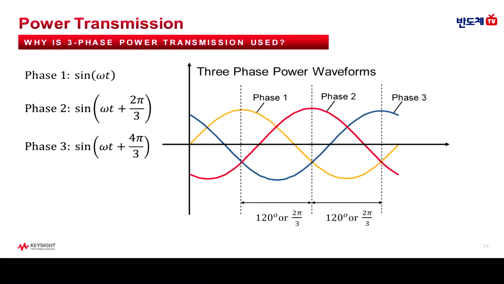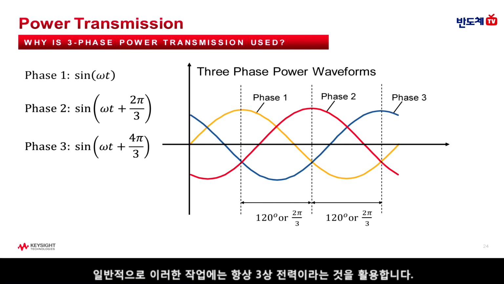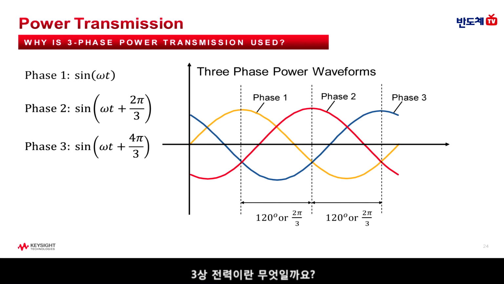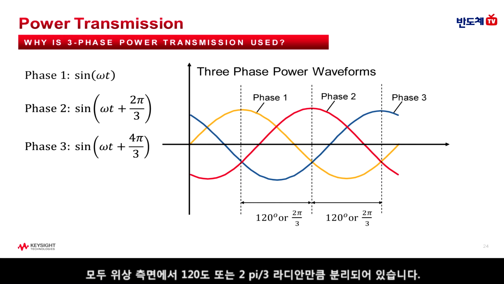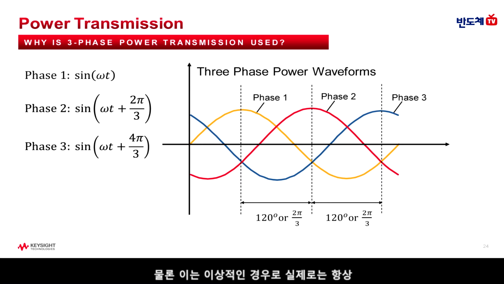So as I mentioned just in the last slide, single-phase power transmission is actually not an efficient way to transmit power over long distances. So in general, we always use what's known as 3-phase power to do that. So what is 3-phase power? Well, it's shown here in the slide. You can see there's 3 waveforms, and they're all separated in phase by 120 degrees or 2 pi over 3 radians. And again, this is, of course, the ideal case.